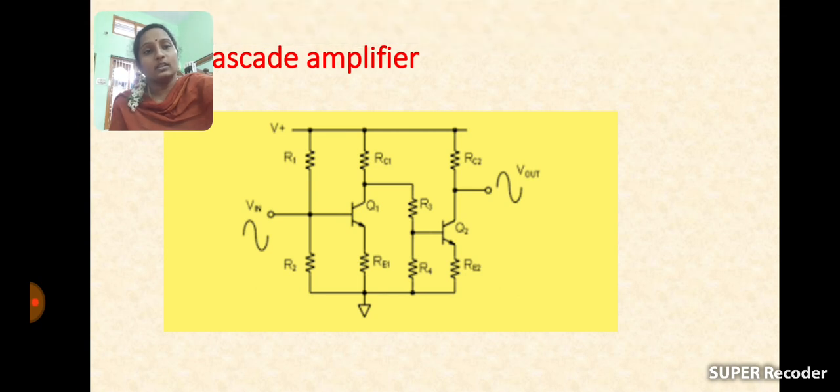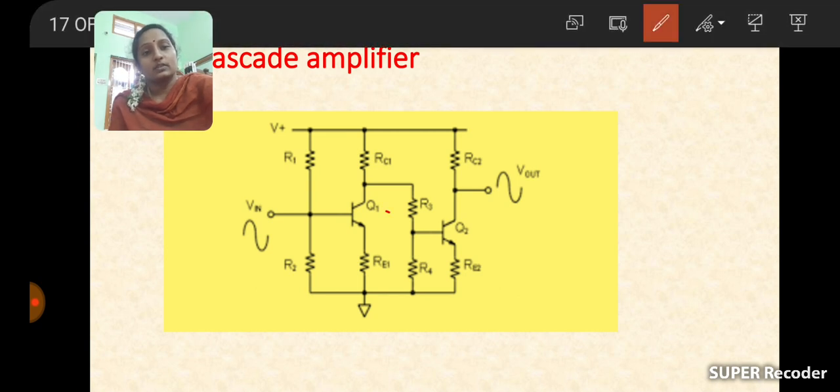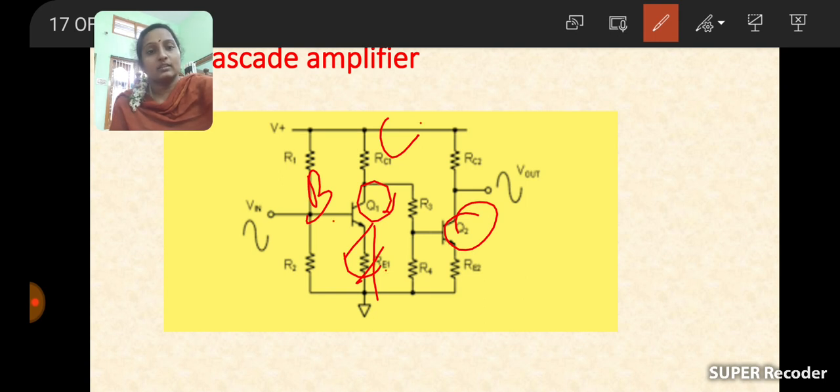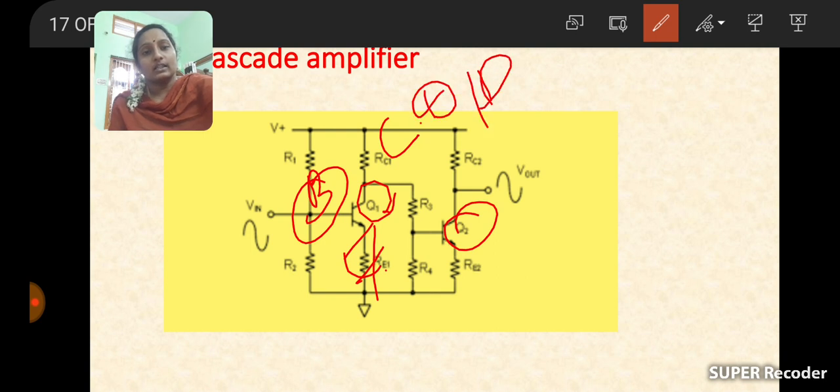Here it is Q1, and Q2 is there. It is also common emitter. Here is the emitter terminal, this is base, this is collector. So the emitter is common between both base and collector. Input is applied across the base and output is collected from the collector with respect to the emitter, and it is connected to ground, so that it is common emitter.